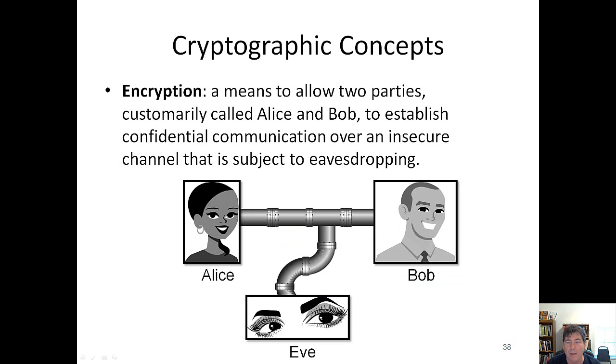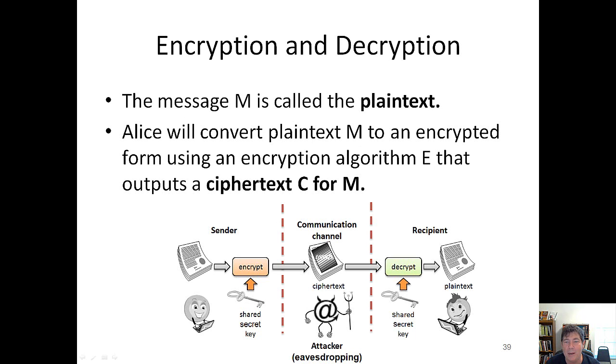So now let's talk about cryptographic concepts. Encryption is a means to allow two parties, customarily called Alice and Bob, to establish confidential communication over an insecure channel that is subject to eavesdropping. We've already seen this illustration before in this set of slides. Alice and Bob are having a normal conversation while Eve is listening in. The message M is called the plaintext. Alice will convert plaintext M to an encrypted form using an encryption algorithm E that outputs a ciphertext C for M. So C, M, and E are going to be common symbols for us to remember.